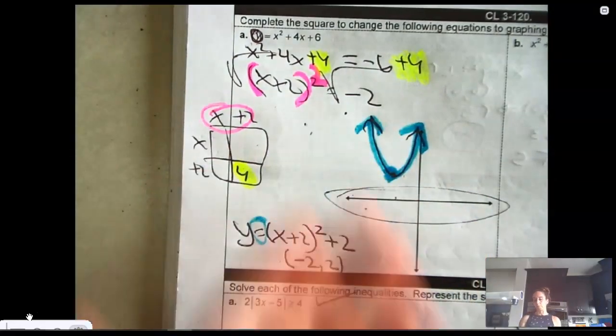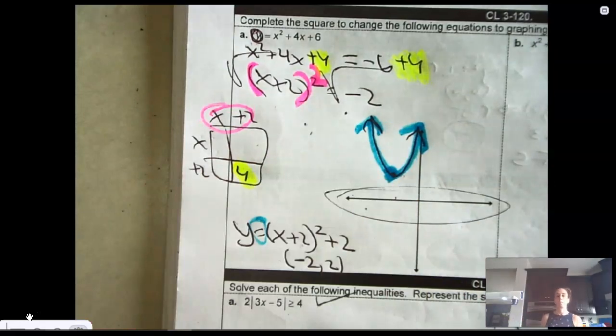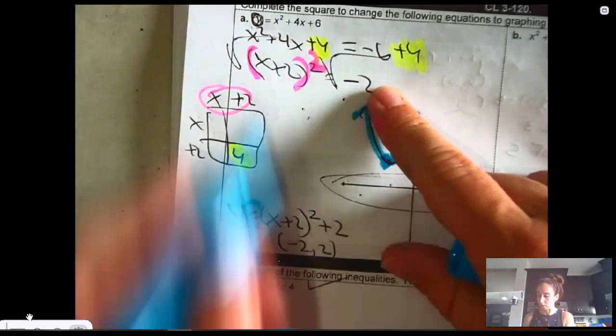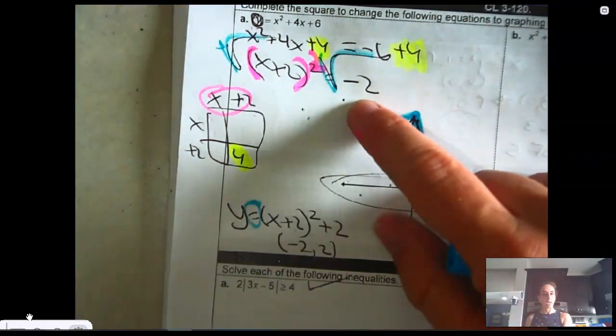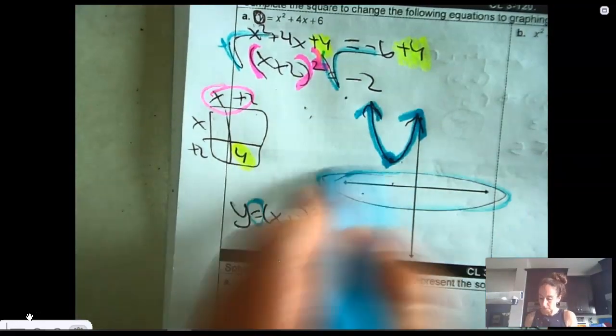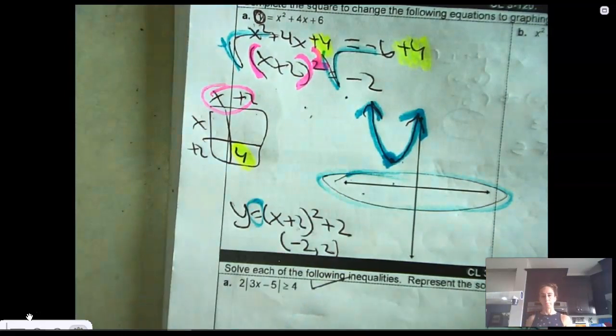Well, if it's going up, then actually I don't even have any x-intercepts. As a side note, if I asked you to solve this, you would go square root. Can't take the square root of a negative. That's why there's no x's.